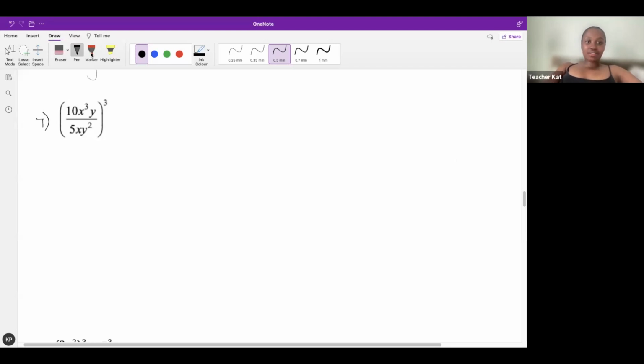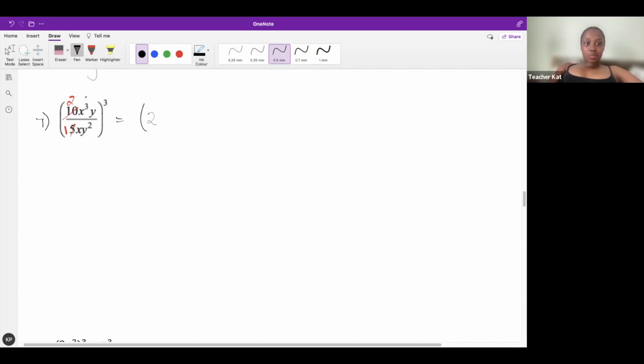Okay, let's do the 10 and the 5. Do we have a common factor between 10 and 5? And what is it? It's 5. Okay. How many times does it go into itself? Once, and into 10, twice. Wonderful. Okay. So now I have a 2 over 1, which I can actually just write as 2.